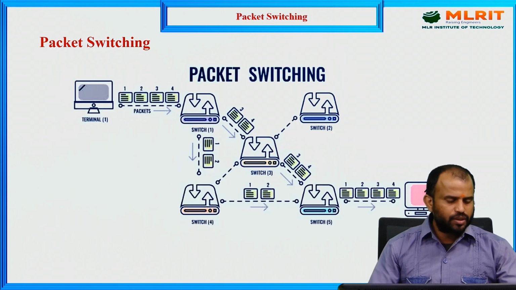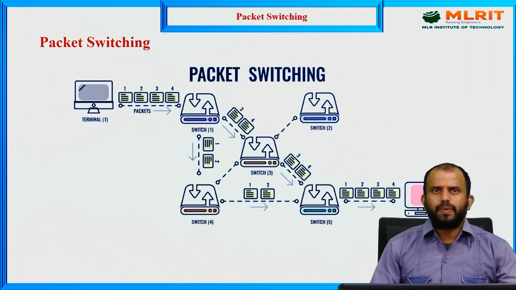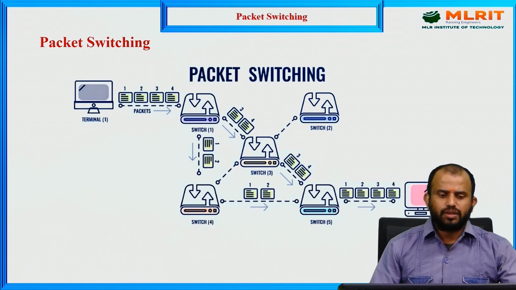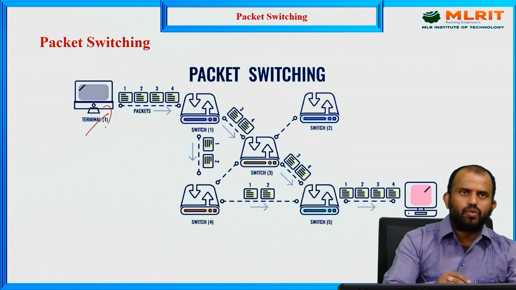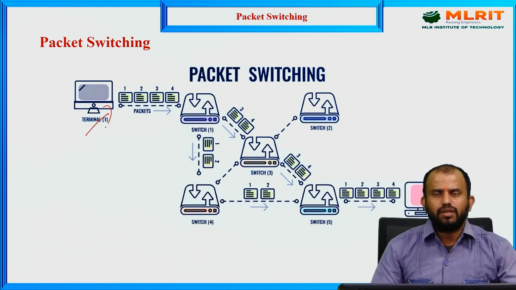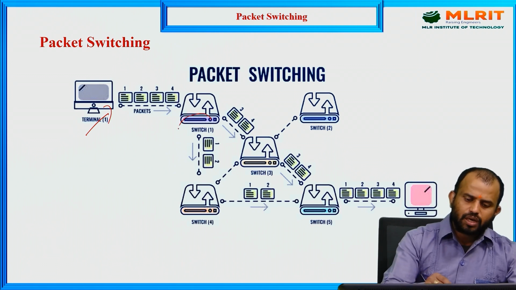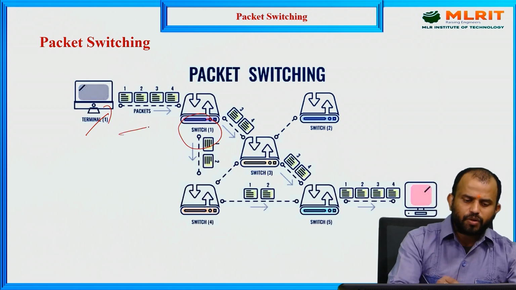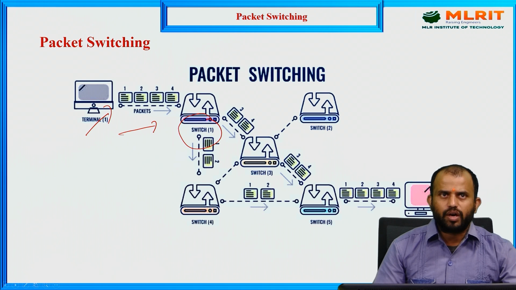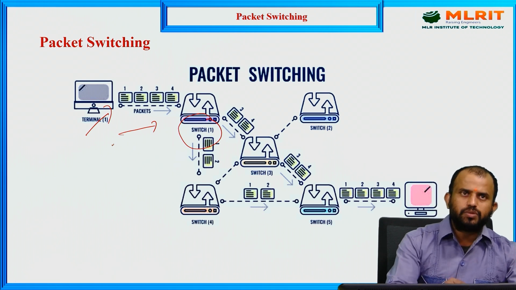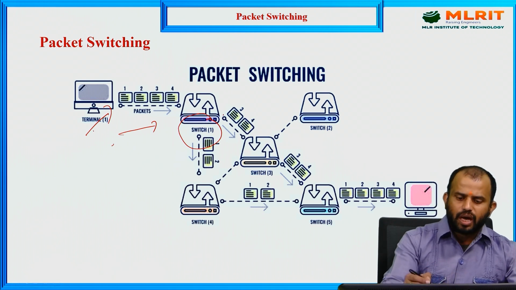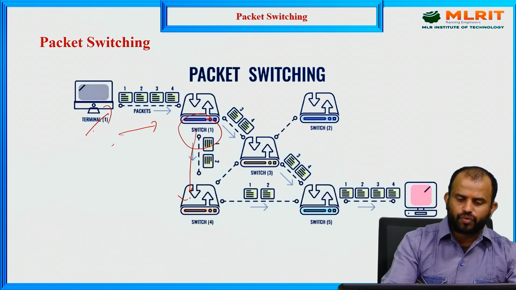The next one is packet switching. What is packet switching? Here terminal 1 is there. Terminal 1 transmits information to the next hub, the switch. Here n number of packets are transmitted from terminal 1 to switch 1, and switch 1 forwards them to switch 4, or maybe switch 3. Packets 3 and 4 are there, similarly packets 1 and 2.